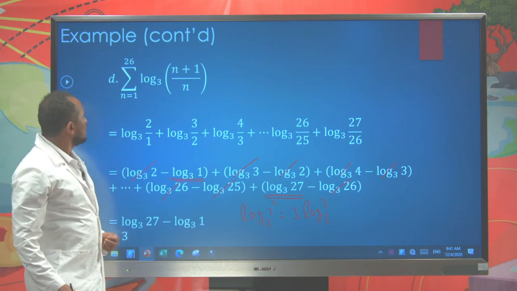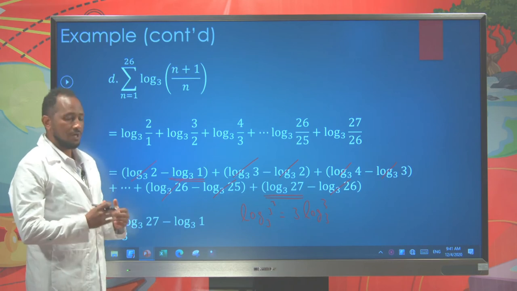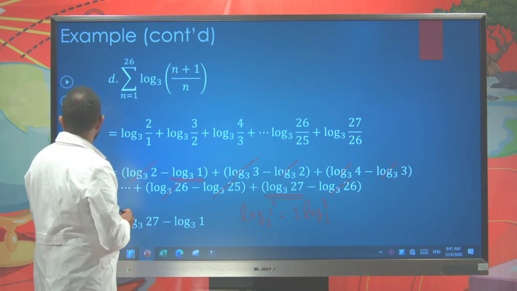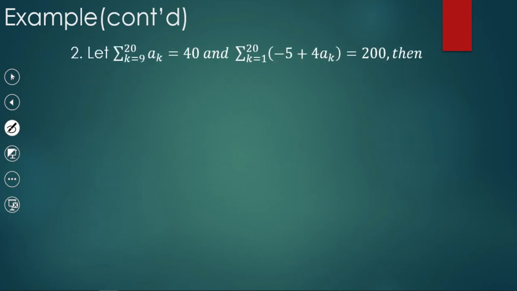So this is it. Now let's see one more additional example for this property of summation notation. Now let's see this one. Look at this.